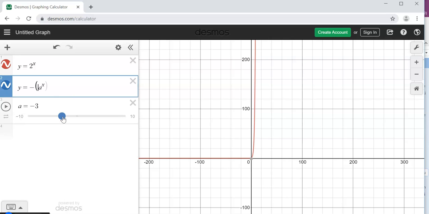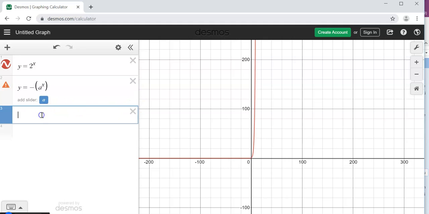So when we read this, really what we're doing, imagine that there's a pair of brackets wrapped around this a to the power of x, and we're just making that negative. Really, if I wanted to, I could rewrite this as -y is equal to a to the power of x.